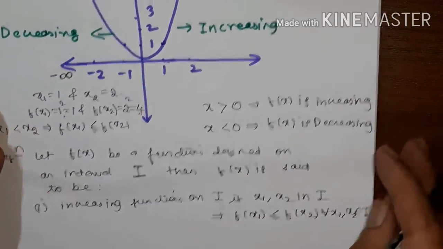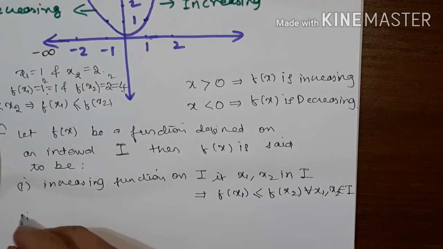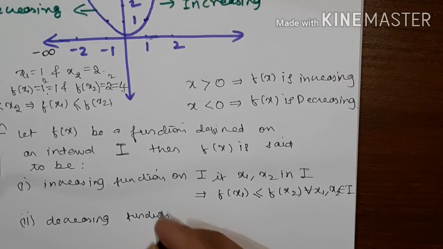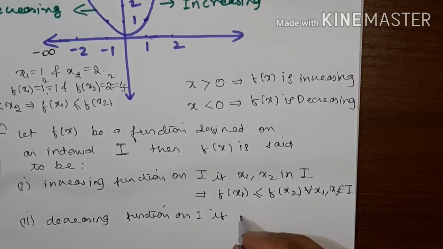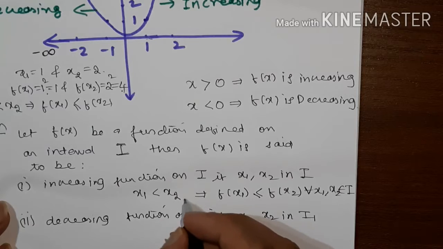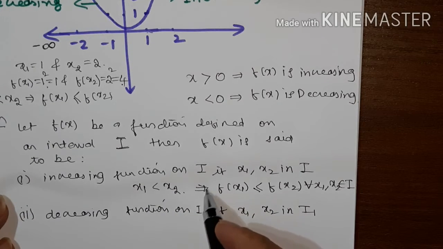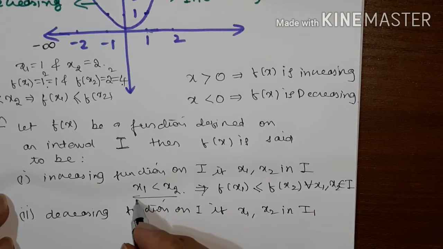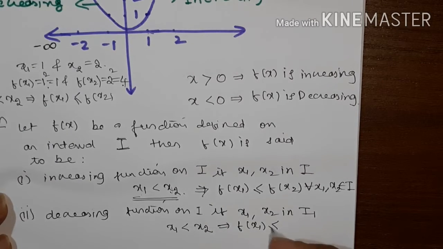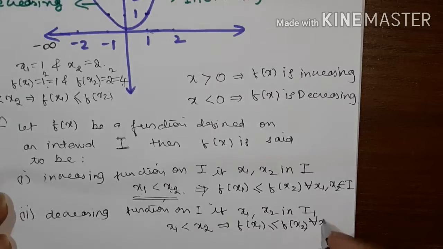Now if we look at the second definition, that is decreasing function. Decreasing function on I if x1, x2 in I. Oh, here I have not written x1 less than x2. Here it is x1 less than x2 implies f(x1) is less than or equal to f(x2). This is important, x1 should be less than x2. So here also x1 is less than x2 implies f(x1) is less than or equal to f(x2), for all x1, x2 belonging to the interval I.